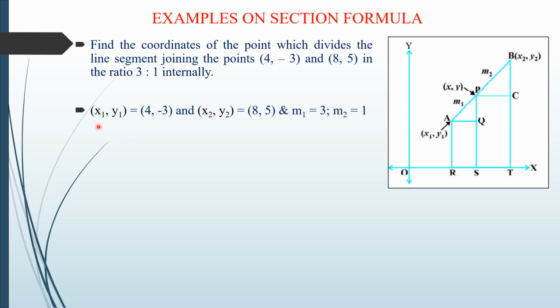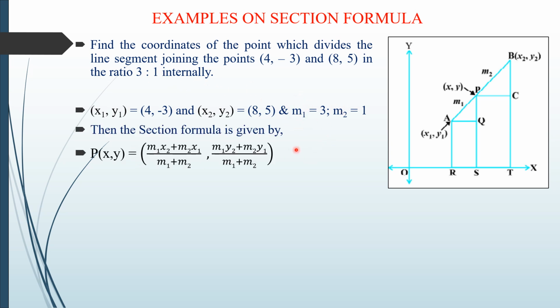Let us note down all the given data. I'll take the coordinates of the first point as x1, y1, that is nothing but 4, minus 3, and the coordinates of the second point as x2, y2, that is 8, 5. Here it has been given that it is dividing in the ratio 3 is to 1. Therefore m1 I'll take as 3, m2 I'll take as 1. Then the section formula is given by, we already know the section formula. Substituting all these values in this formula, it looks something like this.